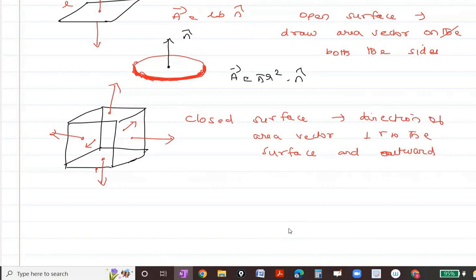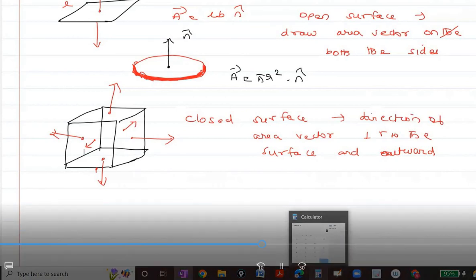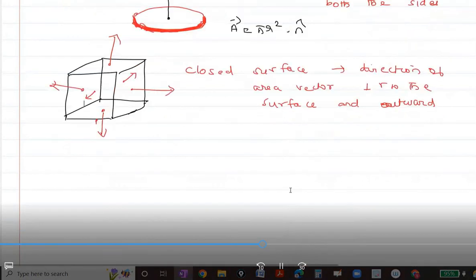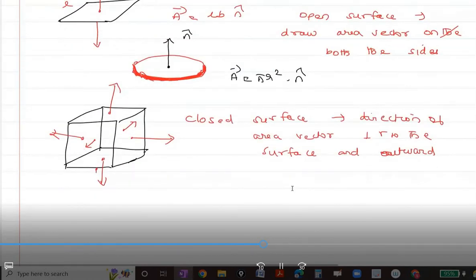So for a closed surface, how to draw that? Only outward flux, outward area vector, you can draw it. Is that clear or no? Clear, everyone? Yes, ma'am. Good. Okay. But in numericals, how do they give it? In numericals, they will say that the given area is nothing but 2i vector, that is 2i meter square.